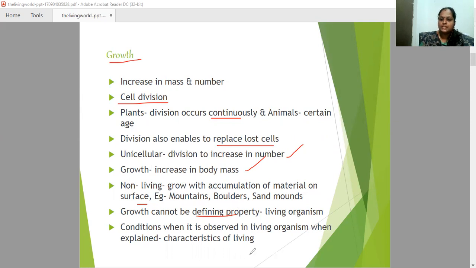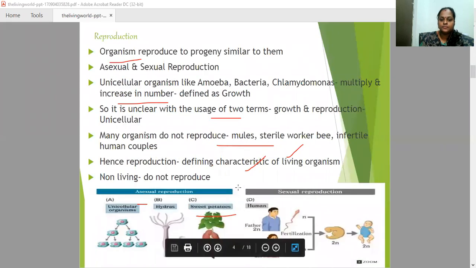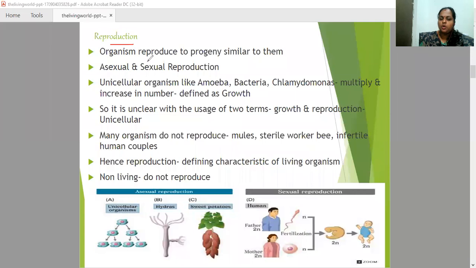Yes, we'll move on to the next characteristic, that is reproduction. Let us study about reproduction. Organisms reproduce to produce progeny. Reproduction is very essential to continue the species. For the continuity of the species, reproduction plays an important role. Organisms produce offspring or progeny similar to them.